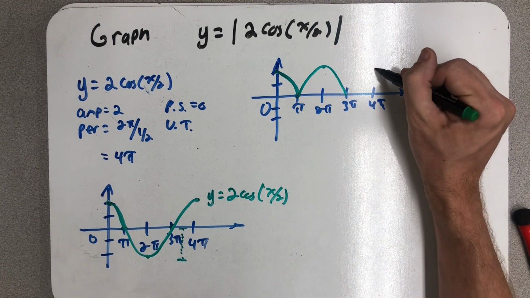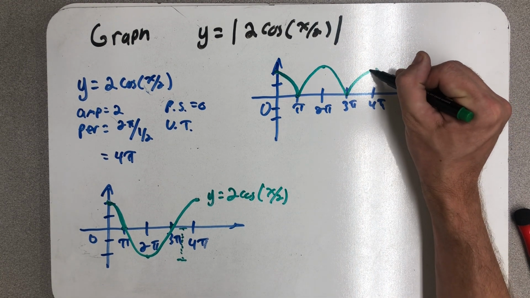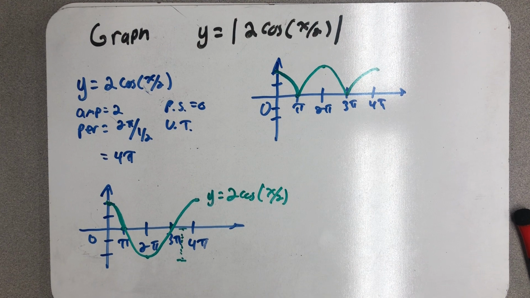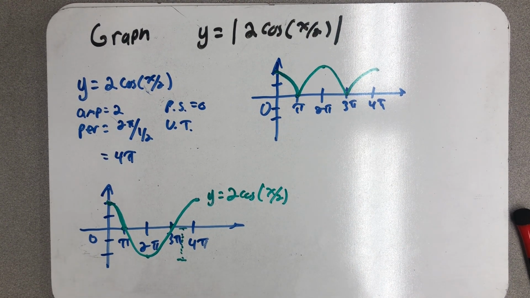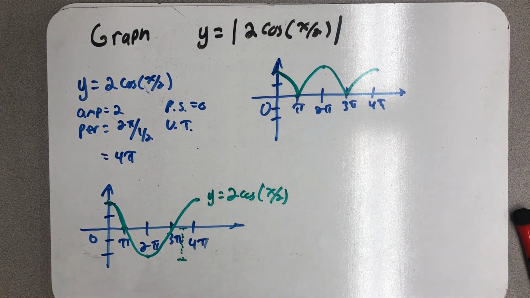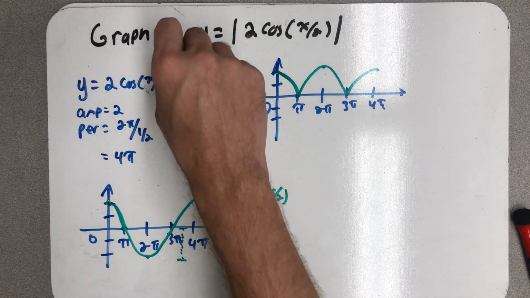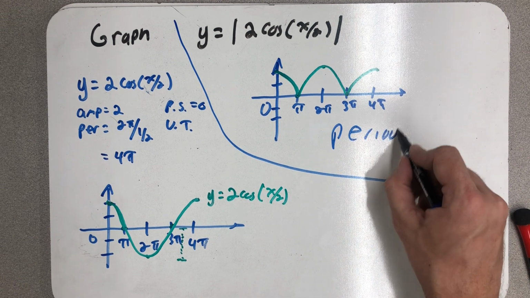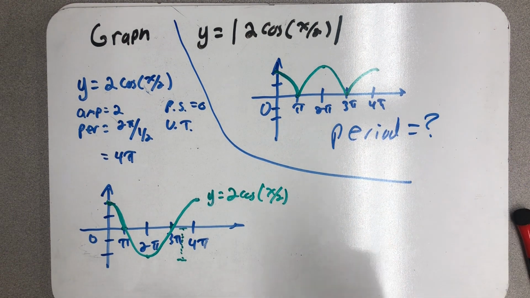All right, and then I get to the end, and again, part of it is just left alone. And there I have it. There is that nice shape of the absolute value of 2 times the cosine of x over 2. You could even imagine continuing that pattern out. One interesting question you can ask yourself, what's the period of this new function we've created?